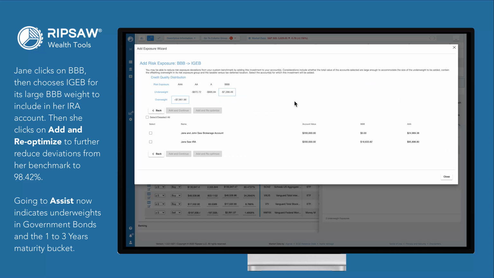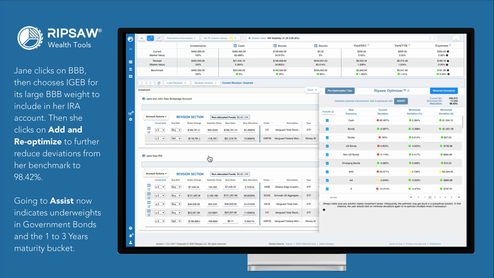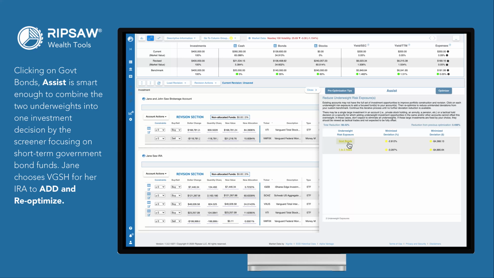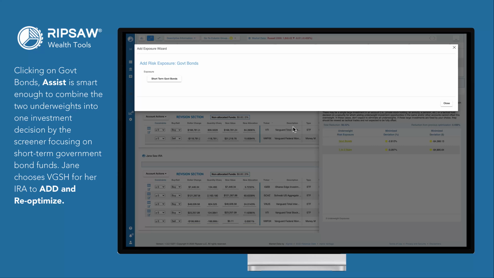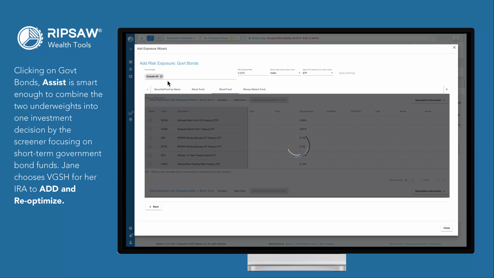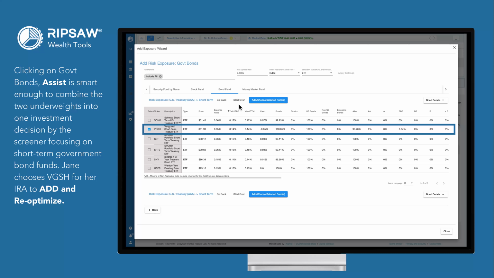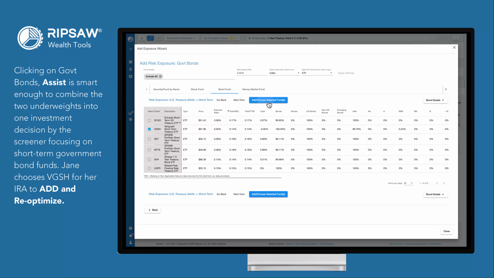Then she clicks on Add and Re-Optimize to further reduce deviations from her benchmark to 98.42%. Going to Assist now indicates underweights in government bonds and the 1 to 3 years maturity bucket. Clicking on government bonds, Assist is smart enough to combine the two underweights into one investment decision by the screener, focusing on short-term government bonds. Jane chooses VGSH for her IRA to add and re-optimize.